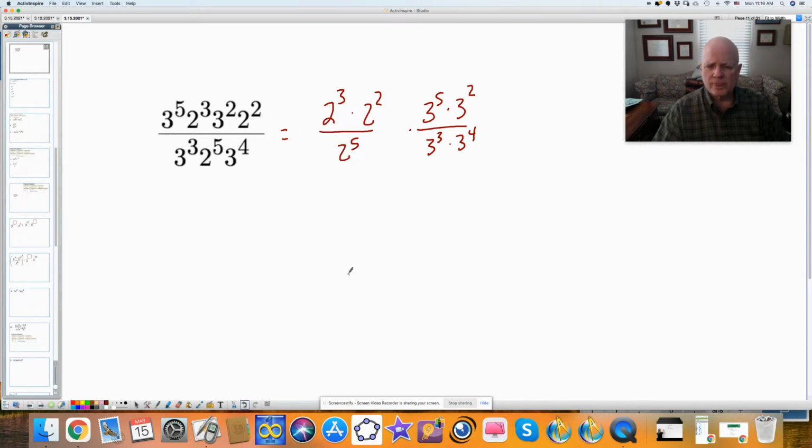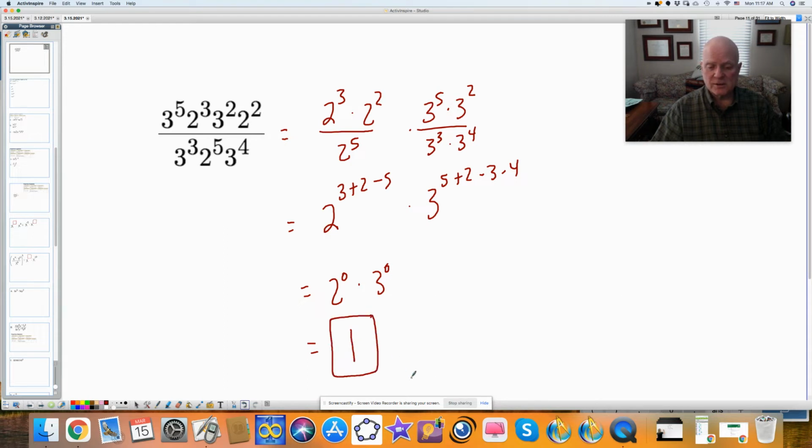I also have 2 to the 3 times 2 squared, and then I have 2 to the 5th on the bottom. And I'm going to apply the property of a product of exponents and a quotient of exponents. When you have a product, you can add the exponents. When you're dividing, you subtract. So this is the same as 2 to the 3 plus 2 minus 5. They all have the same base. These all have the same base. This is 3 to the 5 plus 2 minus 3 minus 4. And you get 2 to the 0 times 3 to the 0. Any power raised to the 0 is 1, except for 0, which you cannot raise because that's undefined. So my answer is 1.